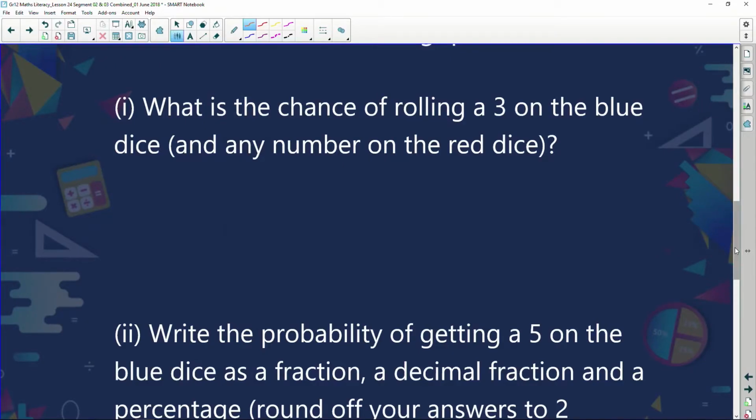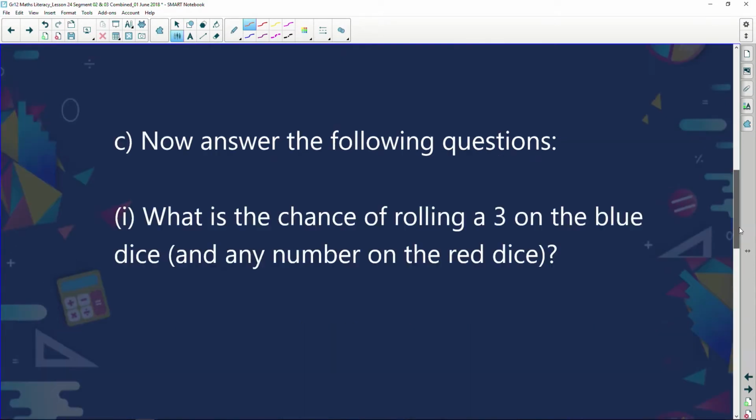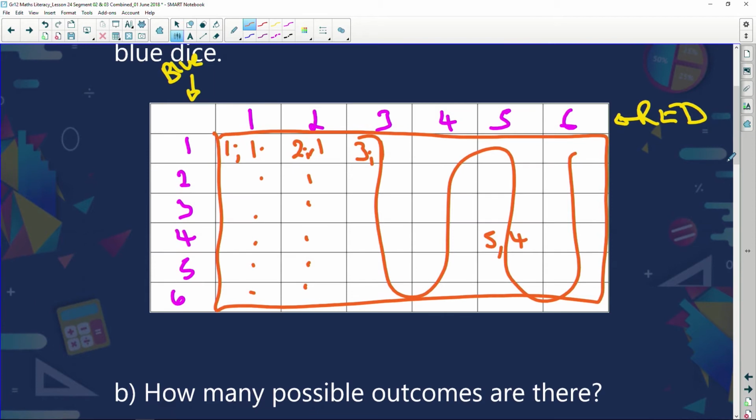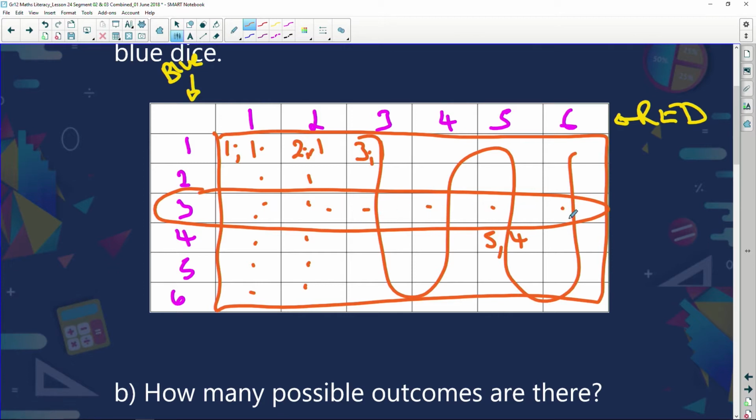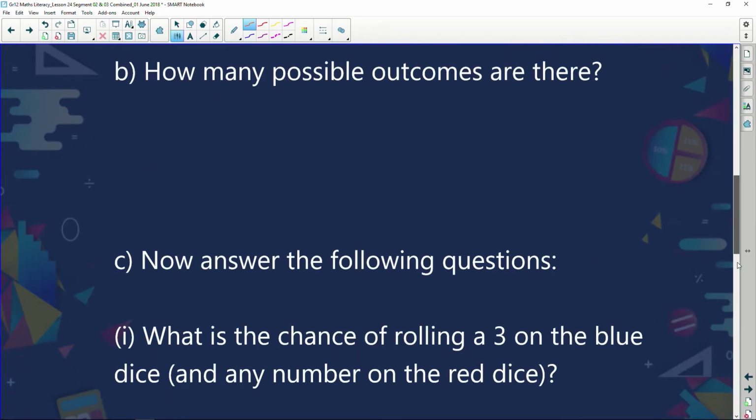What is the chance of rolling a 3 on the blue and any number on the red? So 3 on the blue and any number on the red. How many possibilities? 1, 2, 3, 4, 5, 6. There are 6 out of 36, which is 1 in 6 chances.